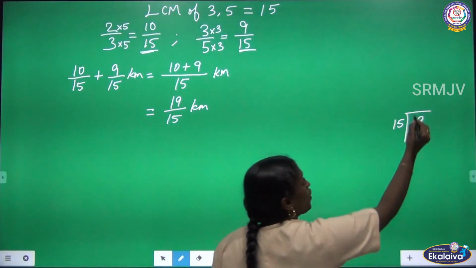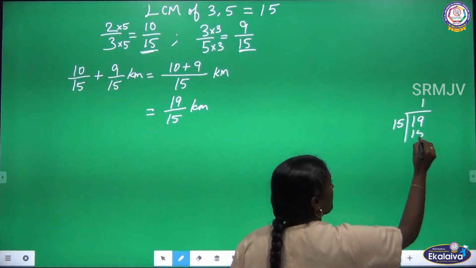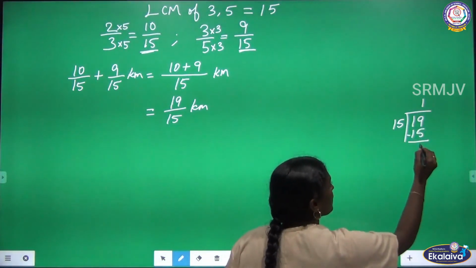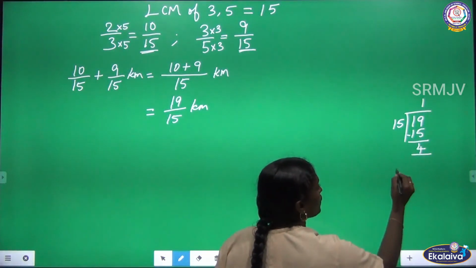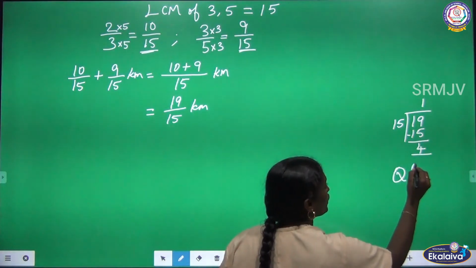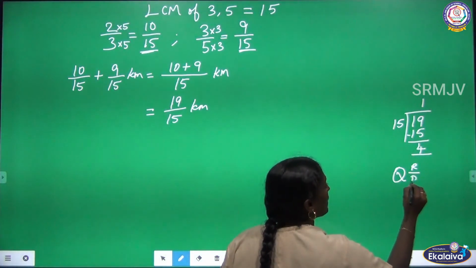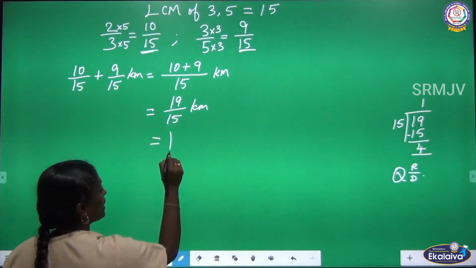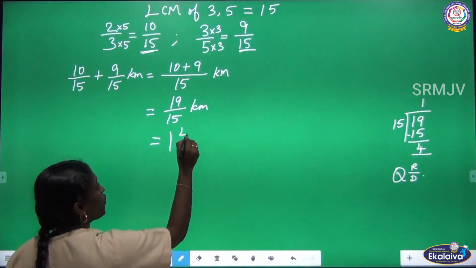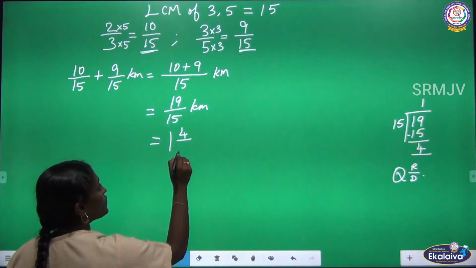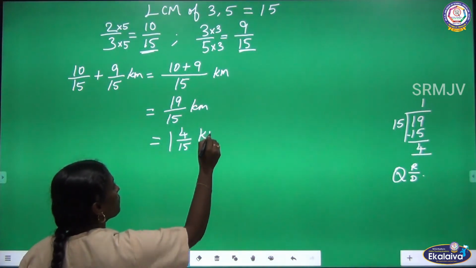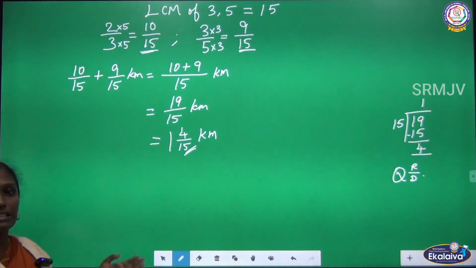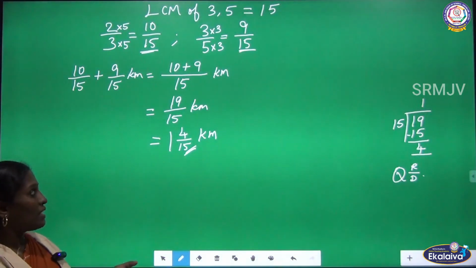In 19, 1 times 15 is there. Okay. Now we have to subtract these two. 19 minus 15, that is 4. So we have to write in the form of quotient, remainder by divisor. So the quotient is 1, the remainder is 4, by divisor is 15. So 1 and 4 by 15 kilometer. This is the distance he walked in all.